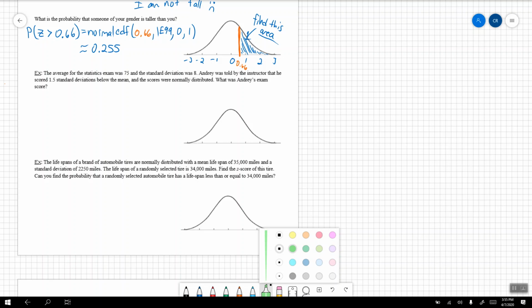I see here that they're giving me an average. They're giving me a standard deviation. And he was told by the instructor that he scored 1.5 standard deviations below the mean. I'm going to highlight that in red here. And then the super important part is that the scores are normally distributed. All right, so we got some work to do here, and let's see if we can extract what we need.